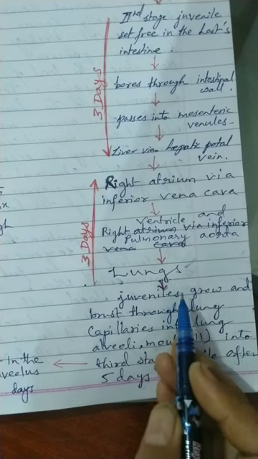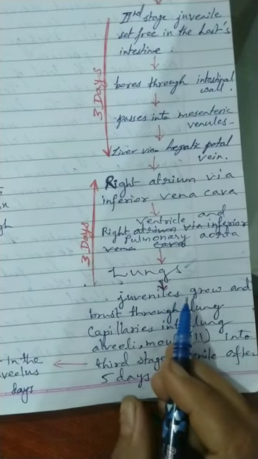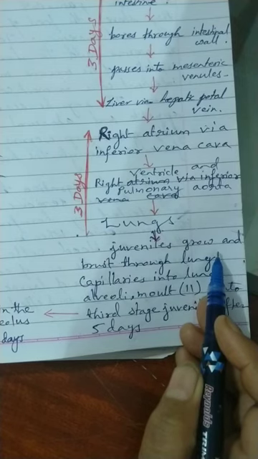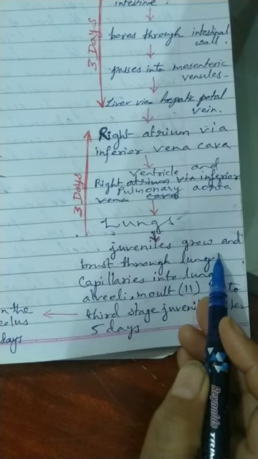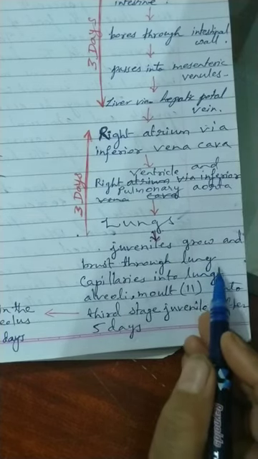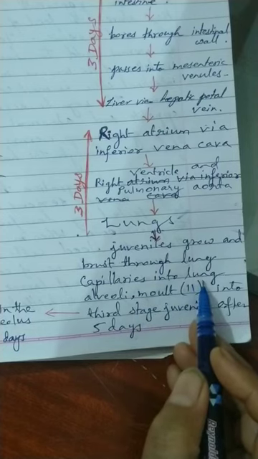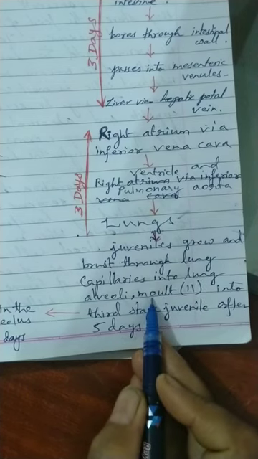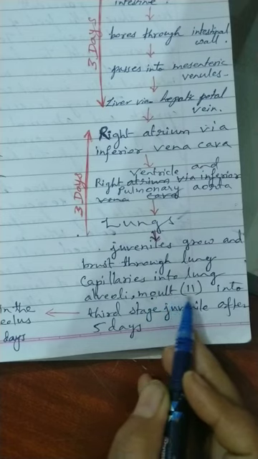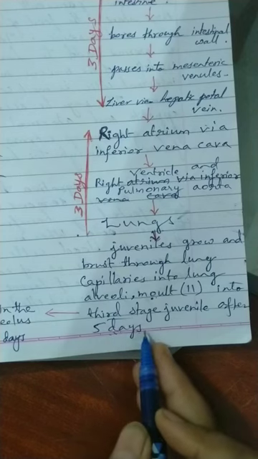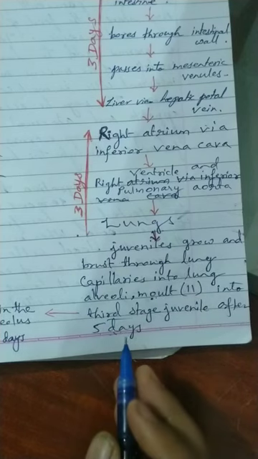Growth continues and the juveniles become large enough to cause damage to the capillaries of the lungs. From the damaged capillaries, the juveniles are set free into the lung alveoli. Here the second molt takes place into the third stage juvenile after 5 days. It takes 5 days to molt.